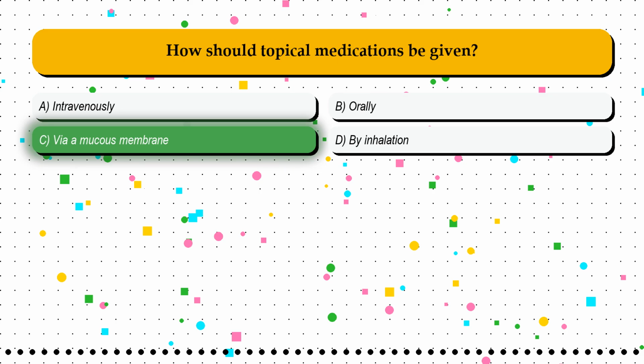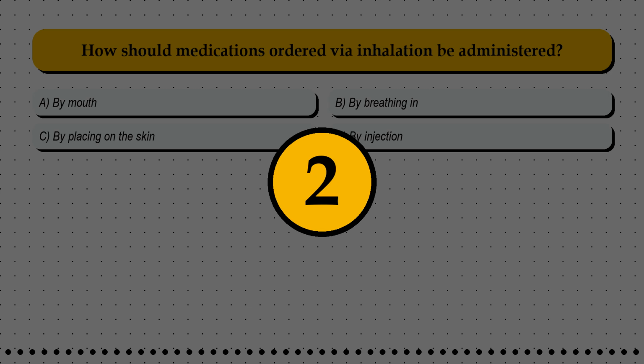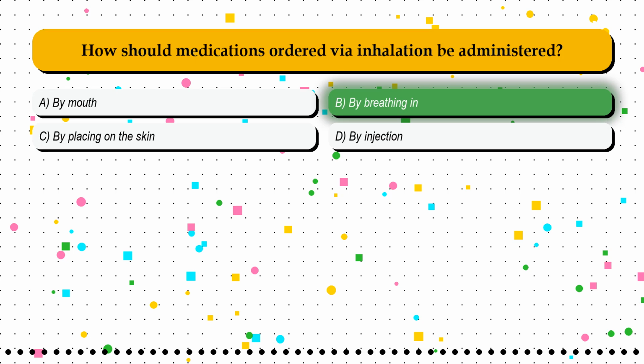The correct answer is option C, via mucous membrane. Question 81. How should medications ordered via inhalation be administered? Option A, by mouth. Option B, by breathing in. Option C, by placing on the skin. Option D, by injection. The correct answer is option B, by breathing in.